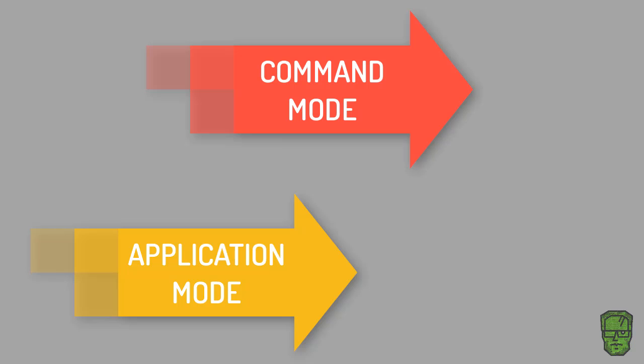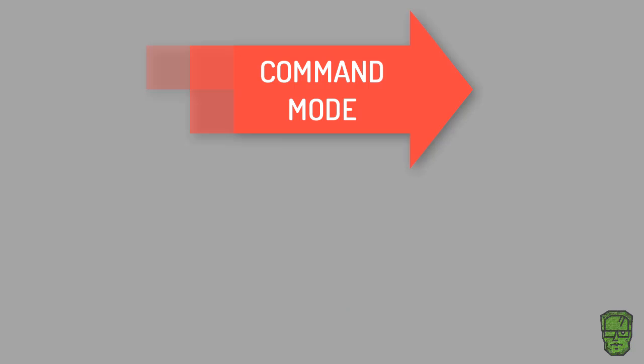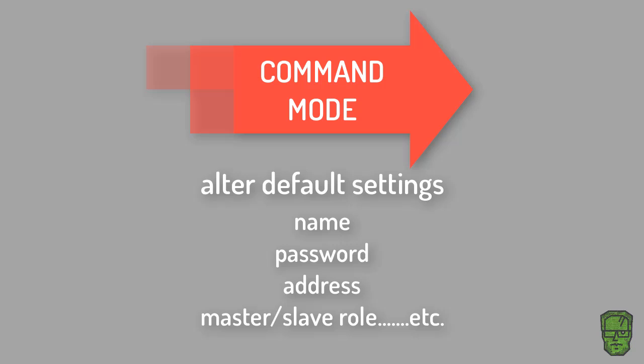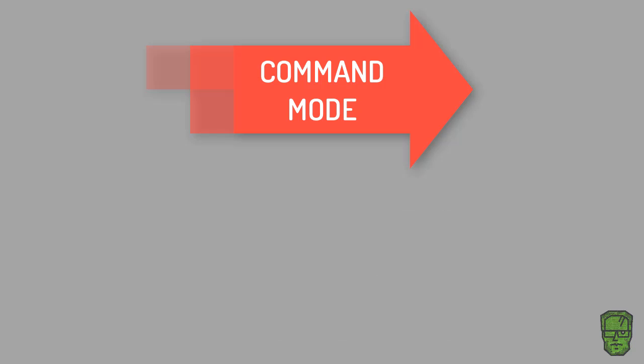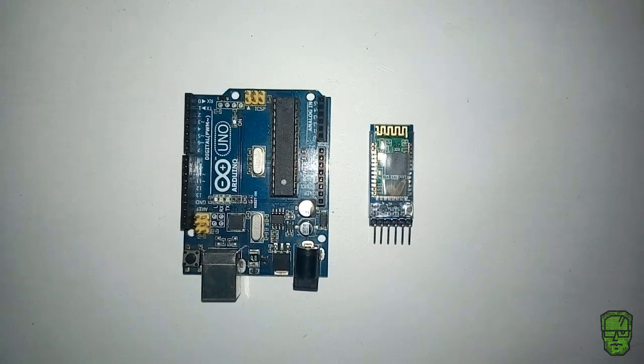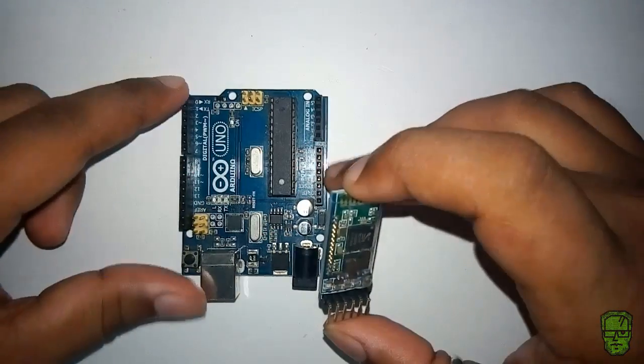Firstly, command mode. This mode plays its role when we want to alter the default settings of the module, like name, password, master-slave role or any other settings. Commands which we enter in command mode are generally known as AT commands. So let's see how to enter command mode. To enter command mode, we need to connect this BT module with our Arduino.